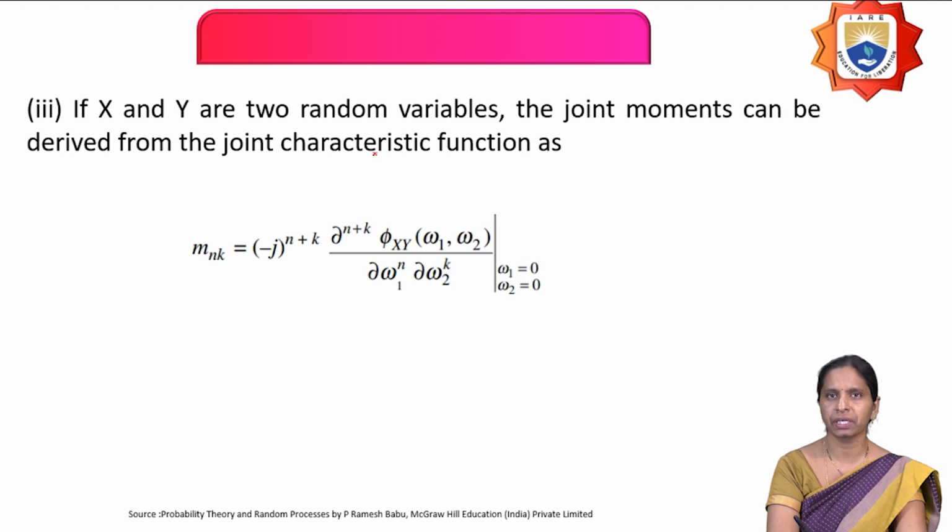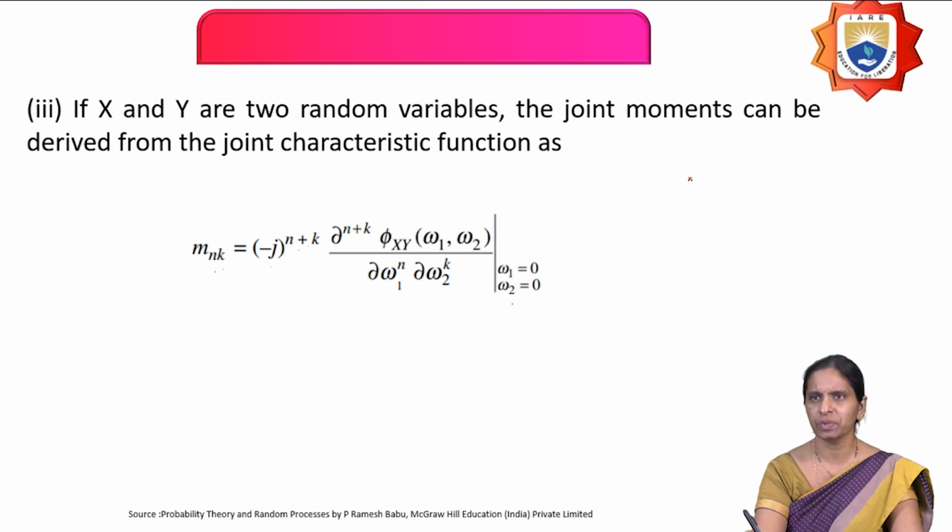And coming to the third property, if x and y are two random variables, then the joint moments about the origin can be derived from the joint characteristic function as m suffix nk is equal to minus j power n plus k into dou power n plus k pi xy of omega 1 comma omega 2 by dou omega 1 power n into dou omega 2 power k. After differentiating, you have to substitute omega 1 equals 0 and omega 2 equals 0.